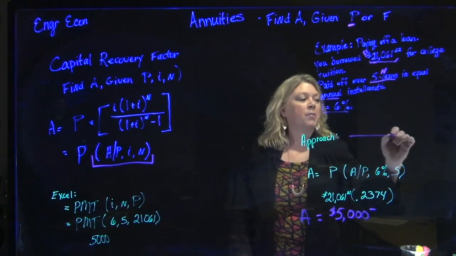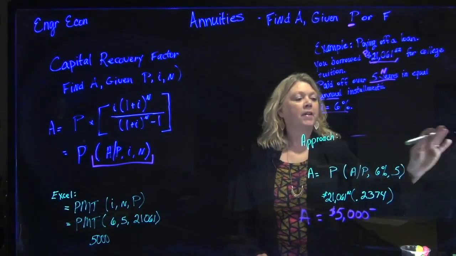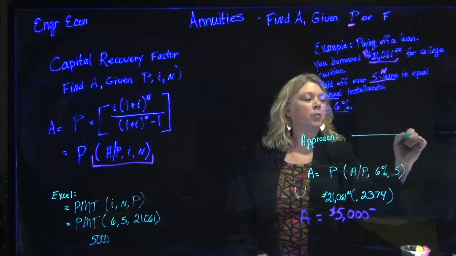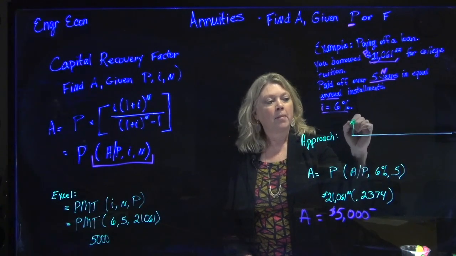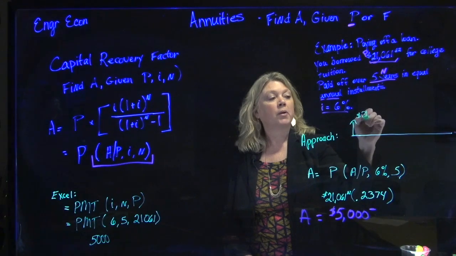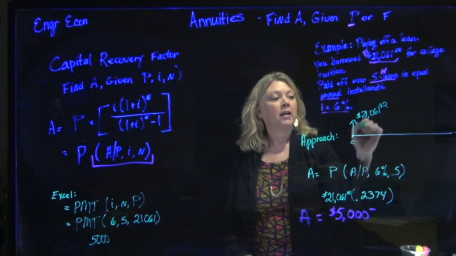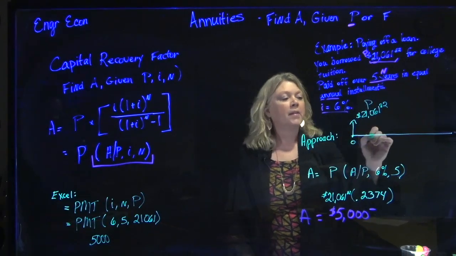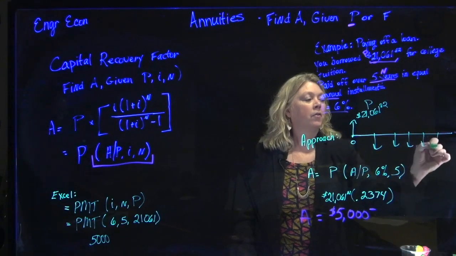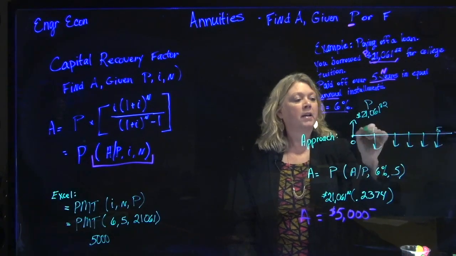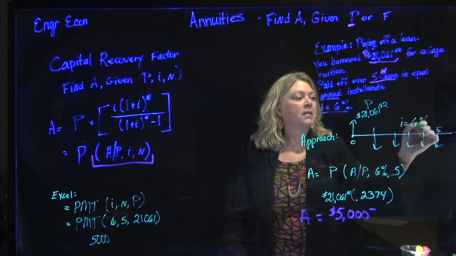Let's actually draw a timeline to show that. $5,000 payment at the end of each year will pay off that loan in 5 years. So I'm going to write the loan amount as a positive here, $21,061.82 at time 0. That is our P. And then we're going to make annual payments, 1, 2, 3, 4, 5, at the end of each year. And our interest rate is 6%.